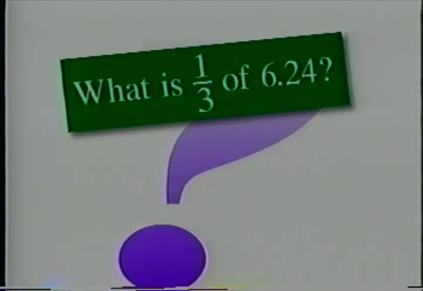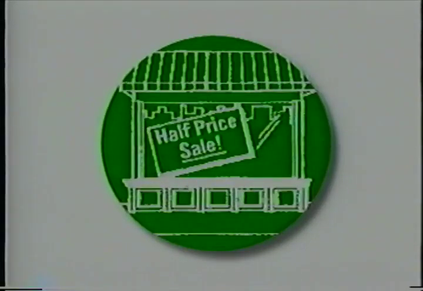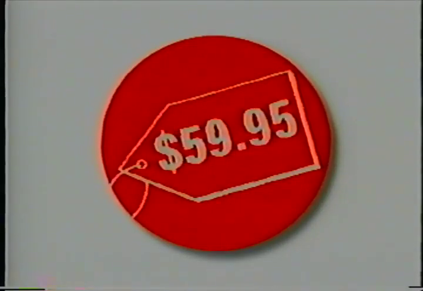Some problems may involve a fraction and a decimal. Or a decimal and a percent. There are even problems that hit you with all three. Suppose you go into a store with a half-price sale. You see a shirt you like on a rack with a sign that says, all items on this rack, an additional 20% off. The price tag says $59.95. Naturally, you didn't bring a calculator to the store with you. Now, how much are you going to pay?